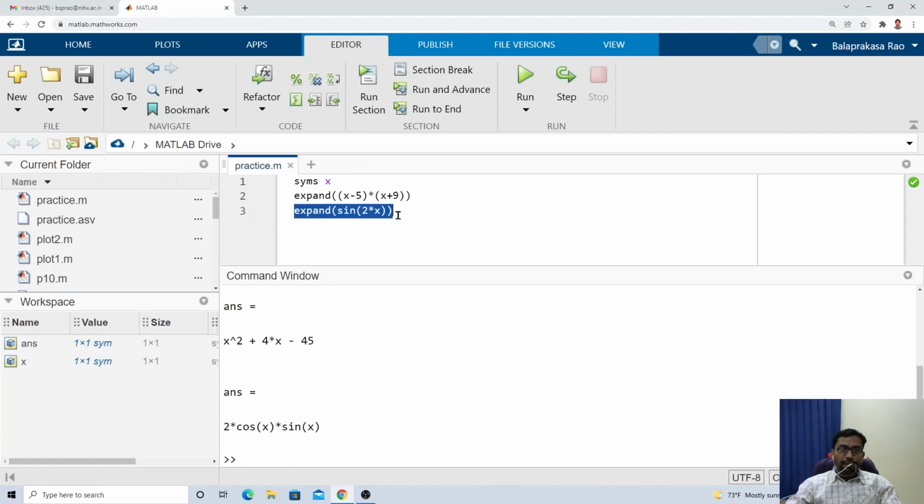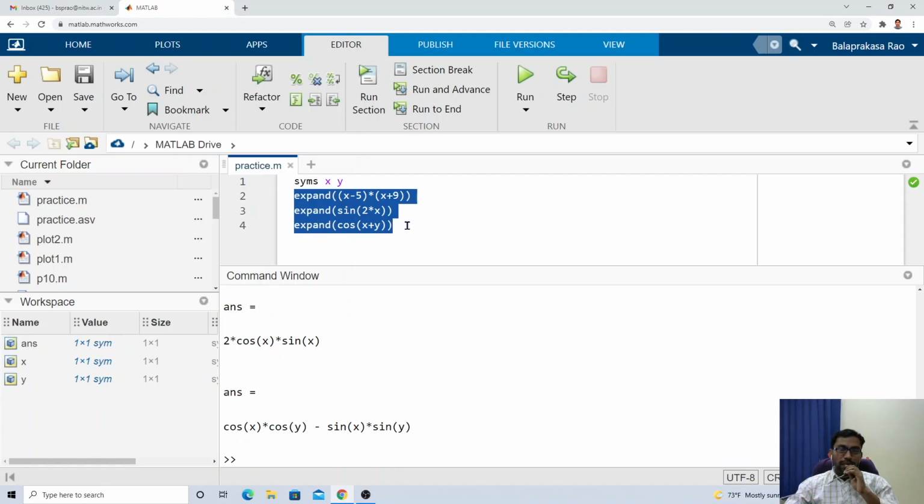Similarly, whatever you want to expand, you simply give it to this expand function. Let us say cos of x plus y. Let me define one more symbolic variable, y. This is cos of x plus y: cos x cos y minus sin x sin y. So this way you see the expand function. Suppose you do not remember something, you simply give it to this expand function and it will give you the result. No need to remember everything.